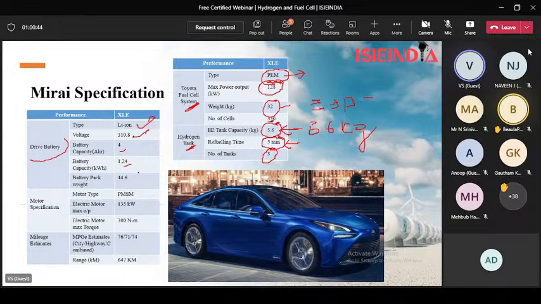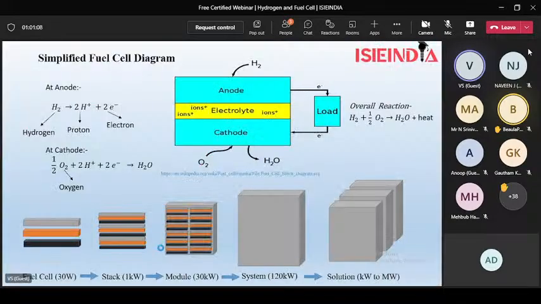And coming to the motor specification, the motor is a PMSM, permanent magnet synchronous motor, with a rating of 135 kilowatt, and we can see it has a torque of 300. The mileage estimate is that this vehicle promises a mileage of 647 kilometer. So now coming to the working of the fuel cell.